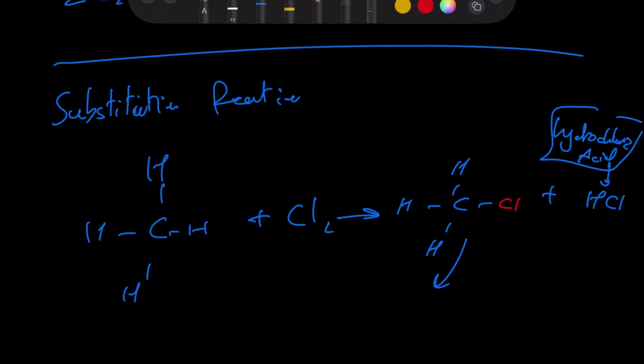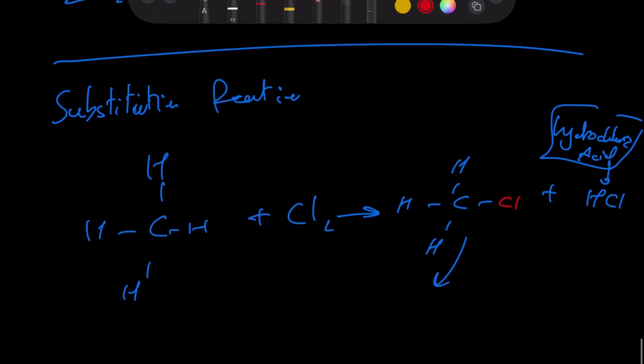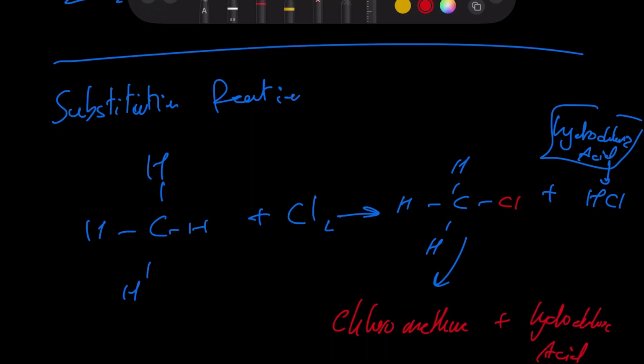What is this compound called? What's the name of this compound? Chloromethane. So we have methane plus chlorine giving chloromethane plus hydrochloric acid.